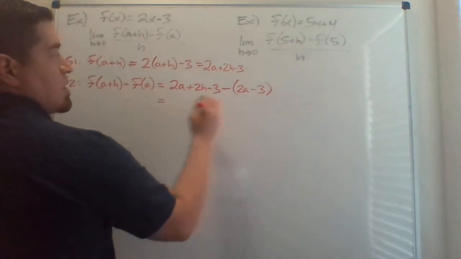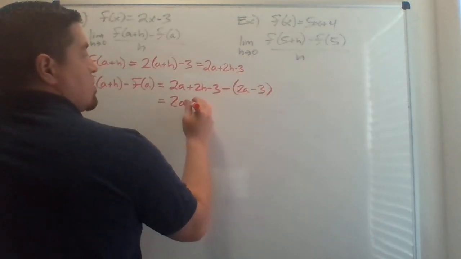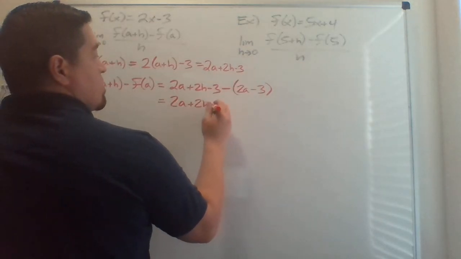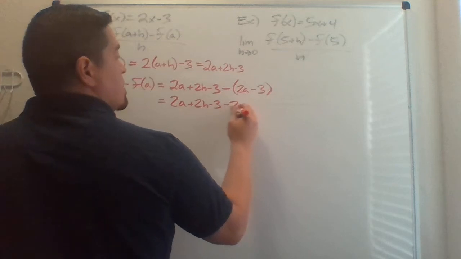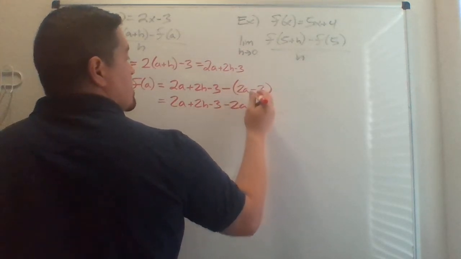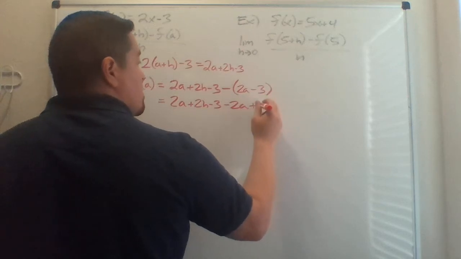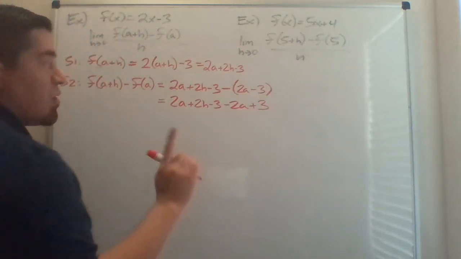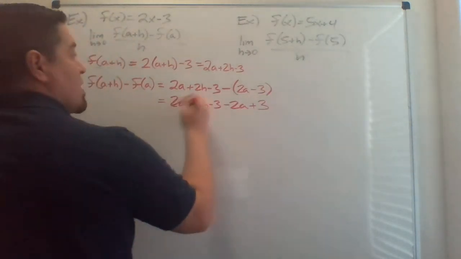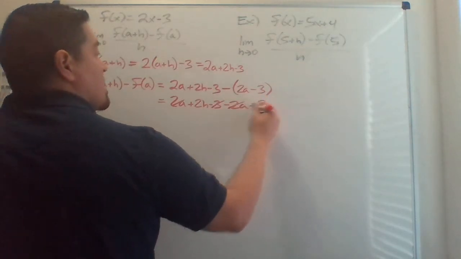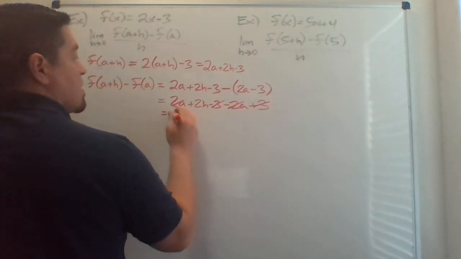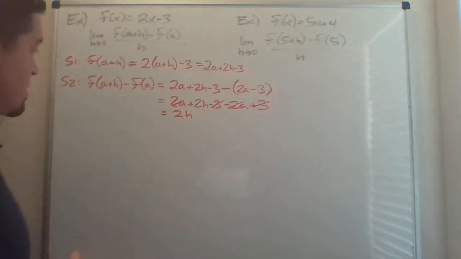Then we can distribute the negatives, so we'd end up with 2a plus 2h minus 3 minus 2a, negative times a negative, because you got to distribute the negative to the 2a and to the -3, so that'll be positive 3. What do you notice? The 2a's cancel out, the 3's cancel out, you're left with 2h. Okay, so step 2 is done.